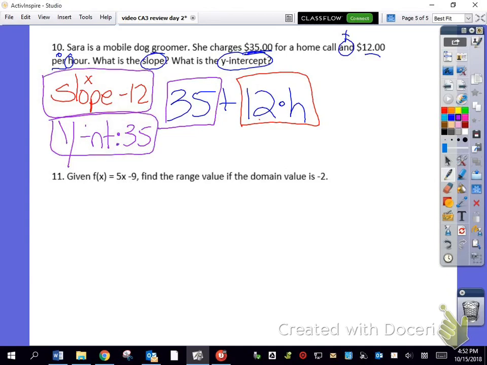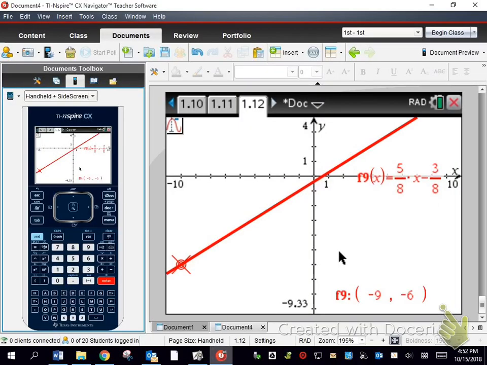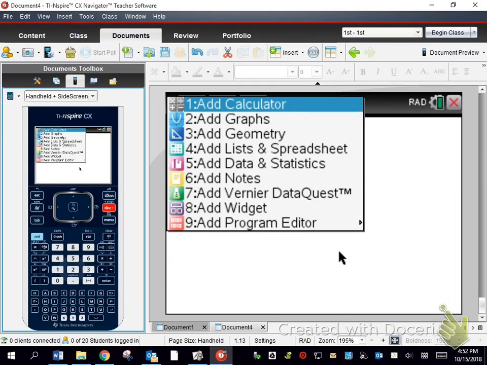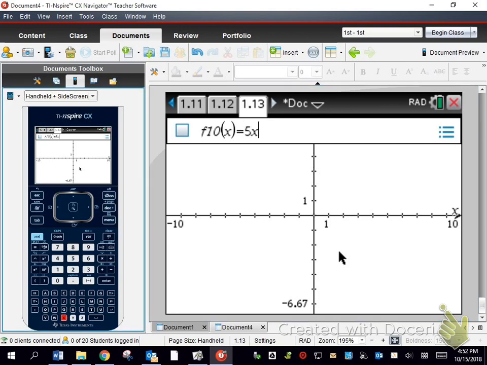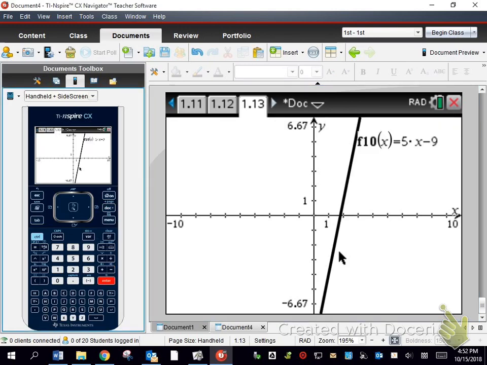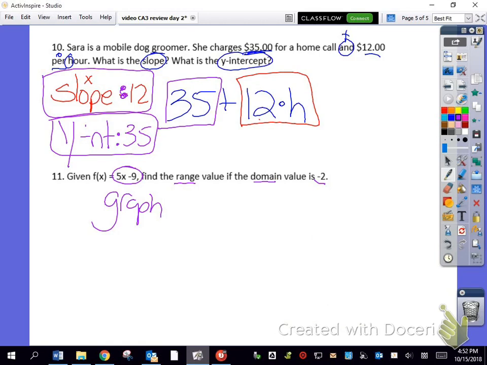I should probably put a colon instead of a dash because I don't want you to think that's a -12. 12 and 35. All right, and the last one, I need to find the range if the domain is -2. So you're going to graph this. So graph 5x minus 9. So Control Doc, go to 2, and you got 5x minus 9, hit enter. Now, the question says, I want to find the range, which is your y, when the x value is -2. So your x is -2, I want to know what y is.